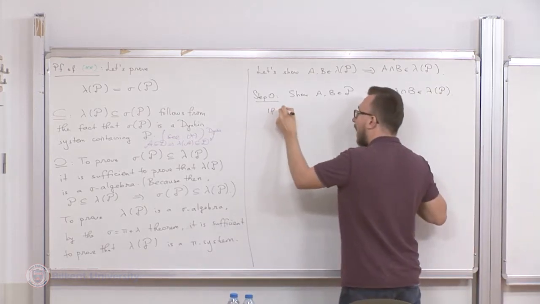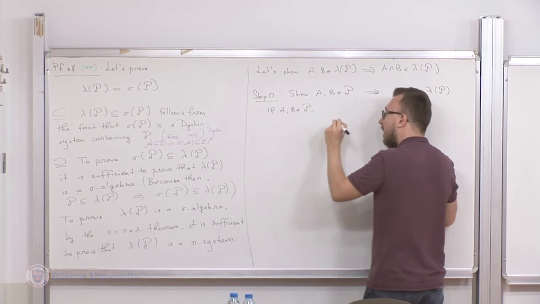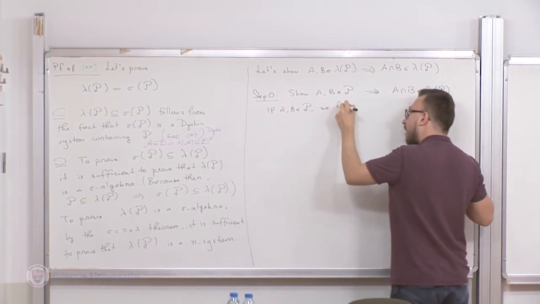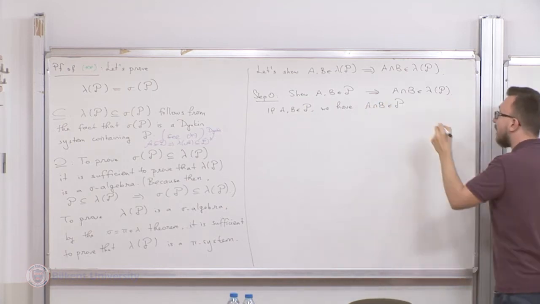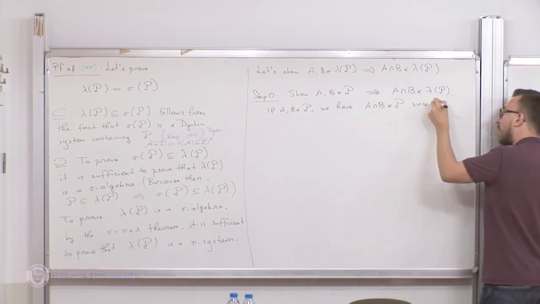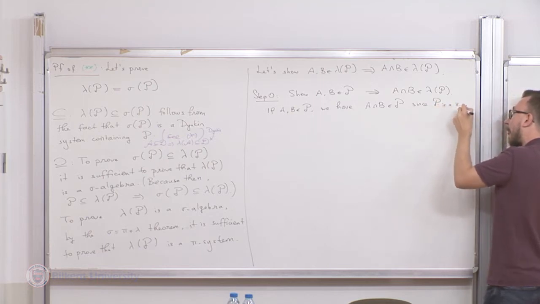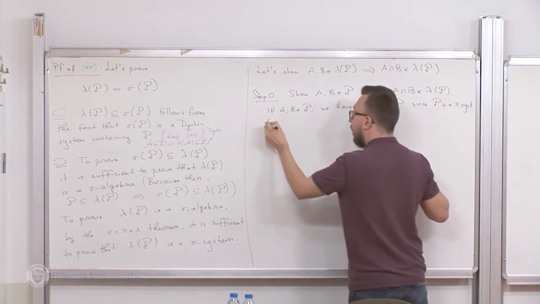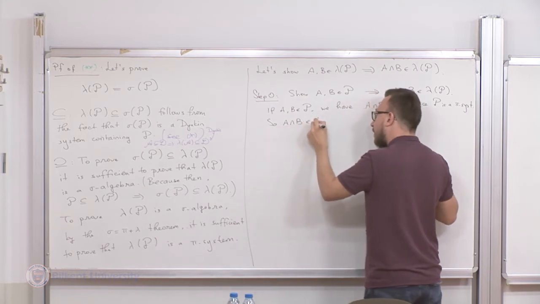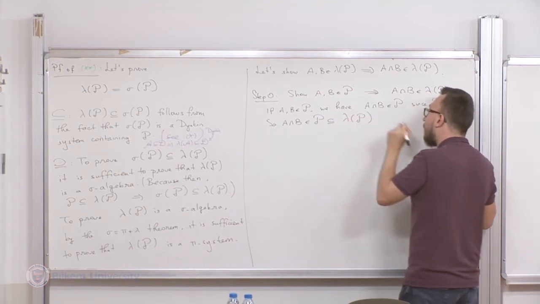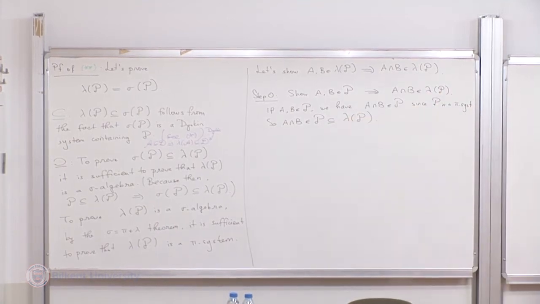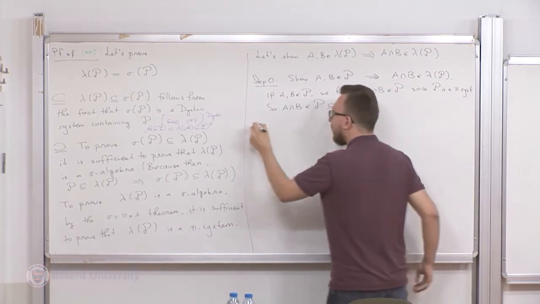Well, if A, B are in P, we have A intersection B is also in P, since P is a pi system. So we're done. A intersection B is in the pi system, which is a subcollection of the Dynkin system generated by this pi system. So step 0 is the starting point.